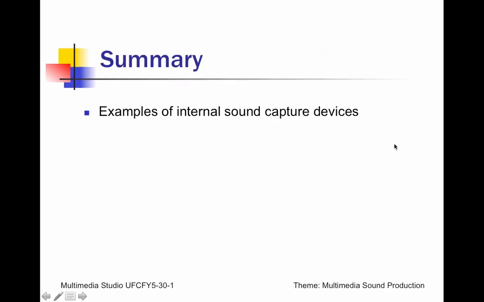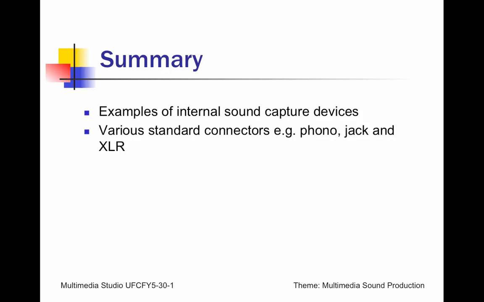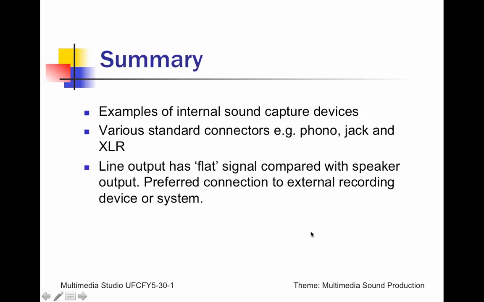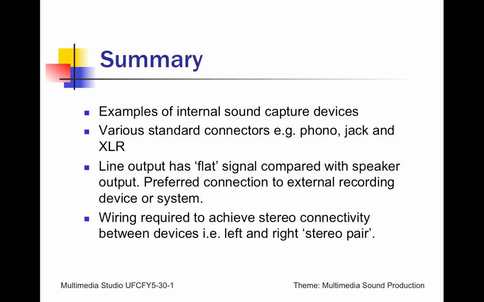In summary then, we've seen some examples of internal sound capture devices. We've had a look at various standard connectors, for example phono, RCA phono, jack and XLR. We've seen that line output has a flat signal compared with speaker output, and this is the preferred connection to external recording devices or systems. And we also had a look at the wiring required to achieve stereo connectivity between devices, i.e. a left and right stereo pair. This concludes the first lecture on audio devices and connectivity.